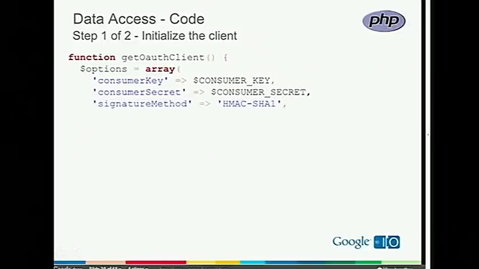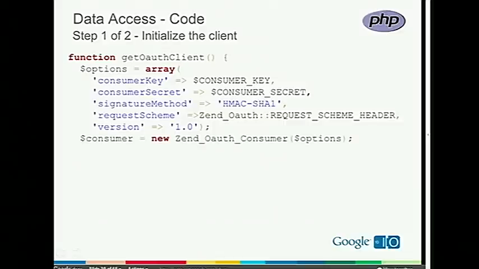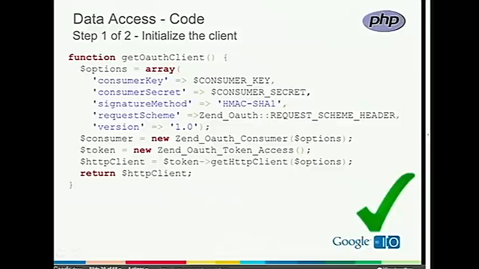The rest here is just mostly boilerplate code saying we're going to use a signature here to sign the request with our key and secret. We're going to pass this as a request header. And again, some more boilerplate code to initialize a library. What this gives us now is an HTTP client that is initialized with our application credentials, and we can use that to access the data on behalf of the users that installed our application.